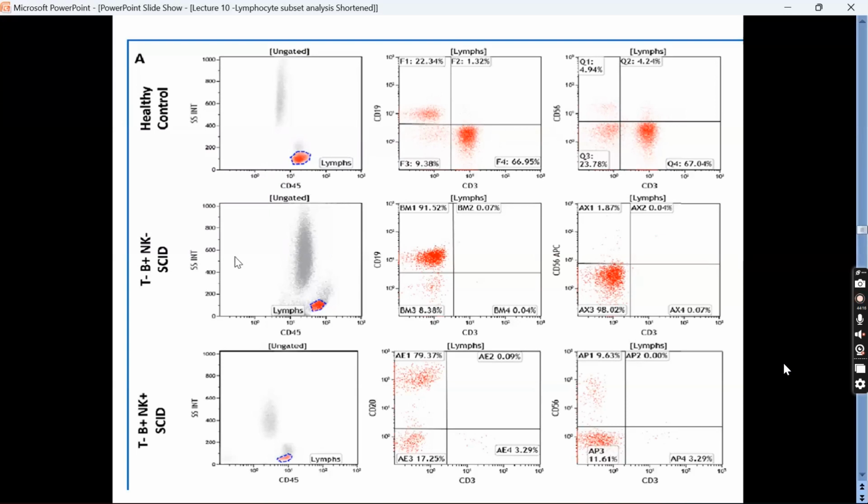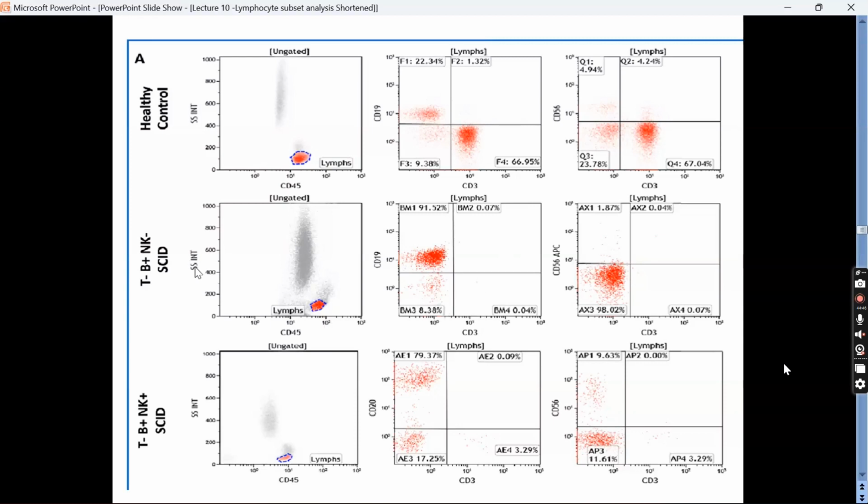Now this is a case of T negative, B positive, NK negative SCID. SCID means severe combined immunodeficiency. When the lymphocyte count is less than 300, we call it severe combined immunodeficiency. You find there are no CD3 positive cells at all, whereas the B cells are there. NK cells are also reduced. So it is T negative, B positive, NK negative SCID.